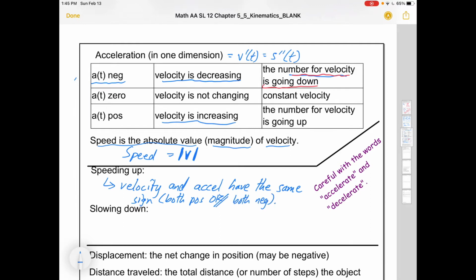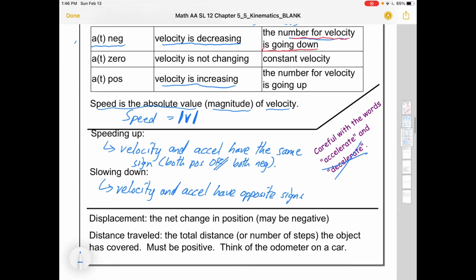That means they're kind of working together. Slowing down means velocity and acceleration have opposite signs. They're kind of working against each other. We are never going to use the word decelerate. Okay? We're talking about acceleration, and it can be positive or negative.